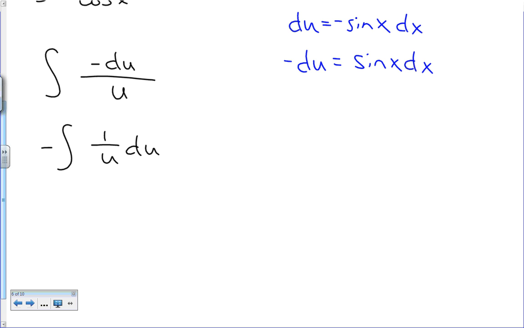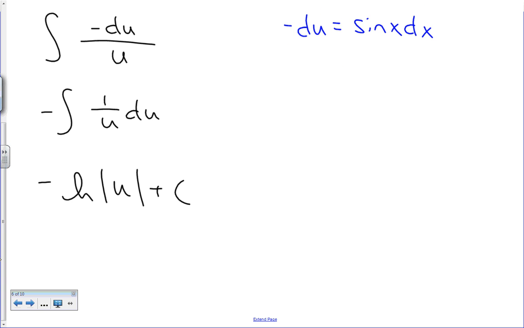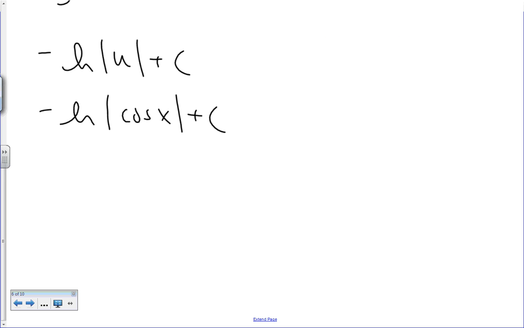But that's your reciprocal function, the integral of a reciprocal. We learned in this chapter that that's our natural log function. This is equal to the opposite of the natural log of the absolute value of u plus c. And finally, replace u with what it's equal to. We said that u is equal to the cosine of x, so it's a negative natural log of the absolute value of cosine of x plus c.